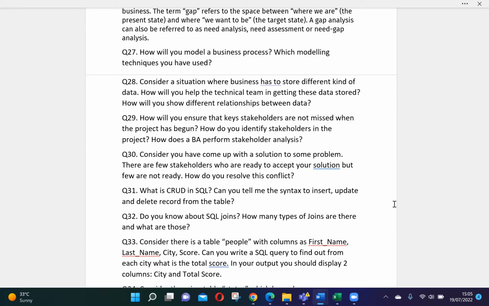So when such a situation comes, the first thing you will do is try to resolve the conflict. Any conflict resolution has three steps or three stages in it. First is conflict identification: what actually is the conflict, and why is this conflict arising? So you try to understand the source of the conflict.